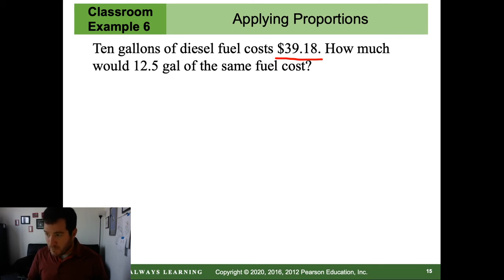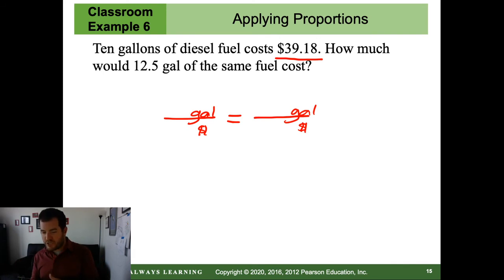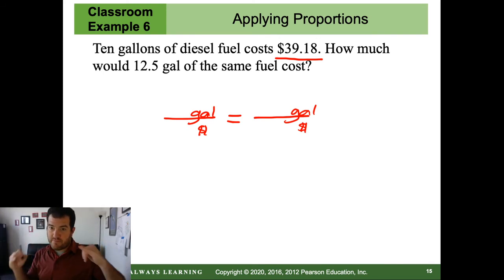Okay, when setting up a proportion, the key here is that we want to make sure that whatever we have over here, so I'm going to say gallons, and then I'm going to say dollars, is the same over here. And that's the biggest thing when setting up a proportion. So we have to make sure that when we set up this proportion that our units are the same. Okay, and that's the biggest thing. So that's where I start.